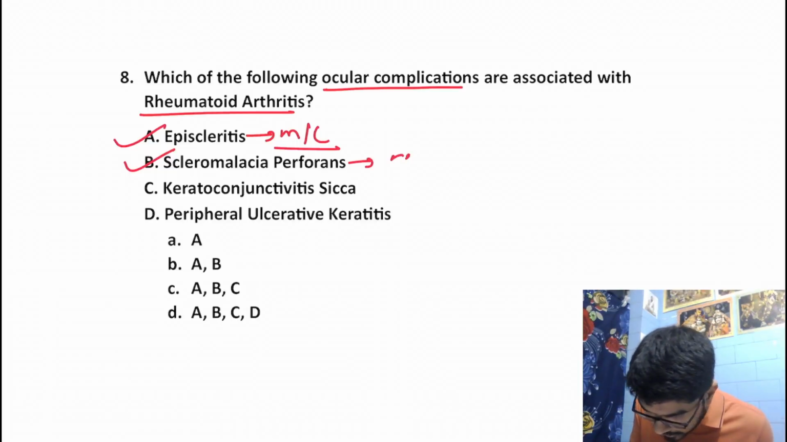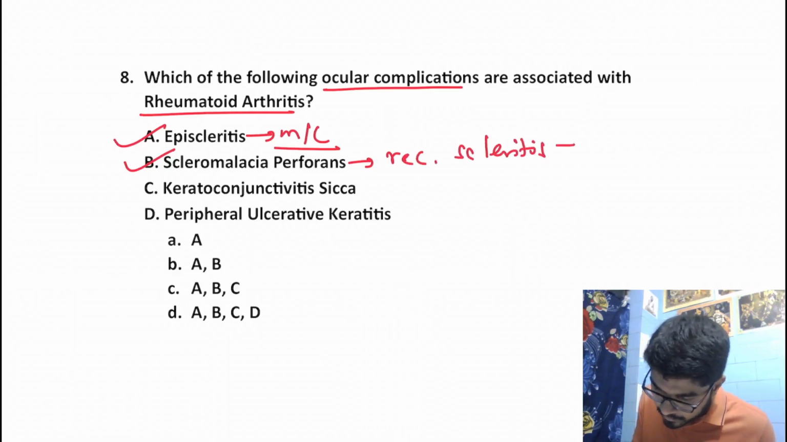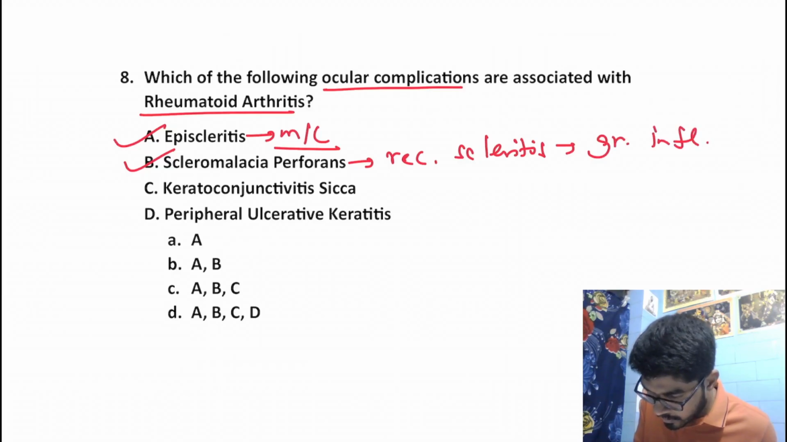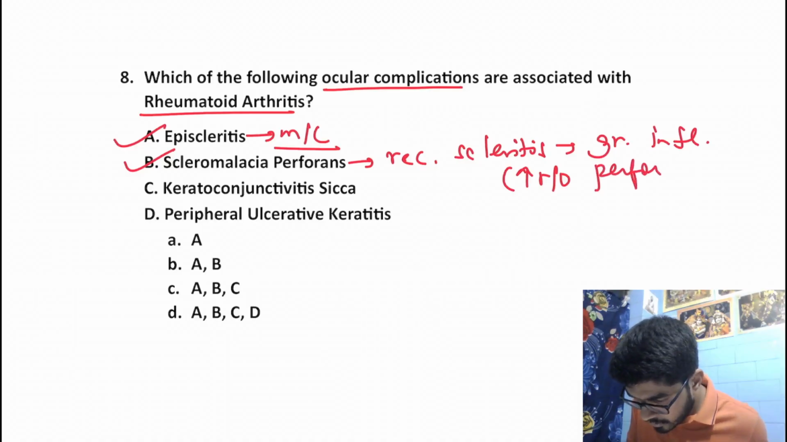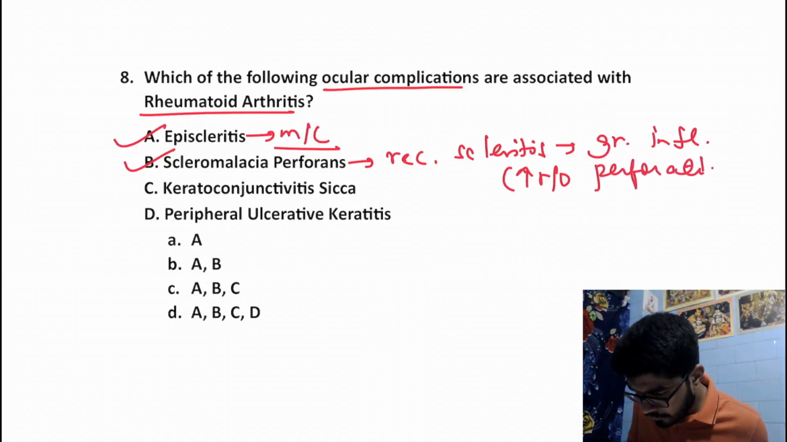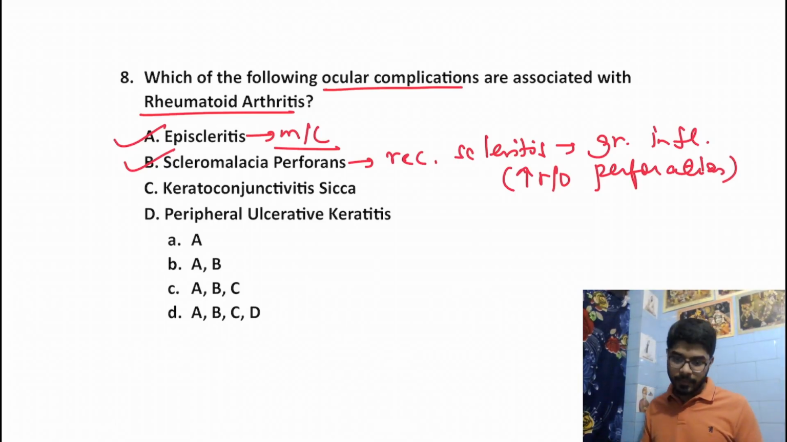What happens? This is actually due to recurrent scleritis, which results in granulomatous inflammation. And there is an increased risk of perforation in such a patient. Okay.